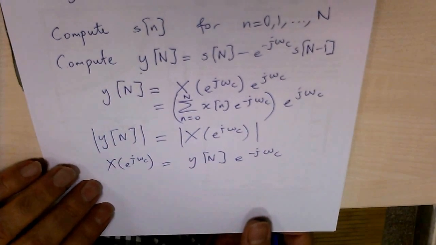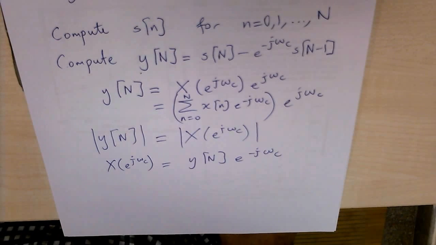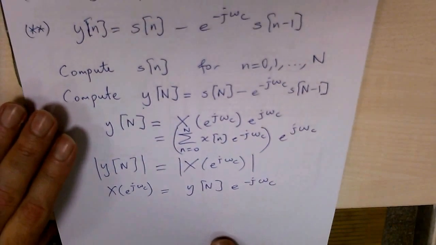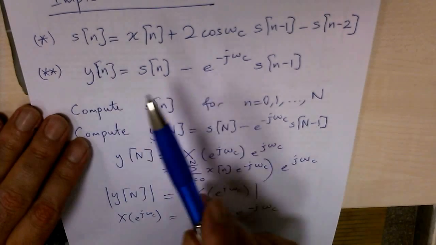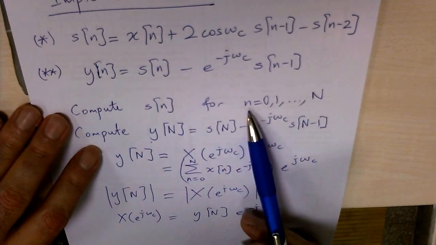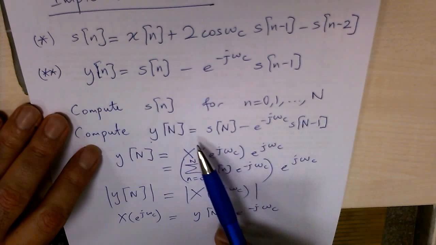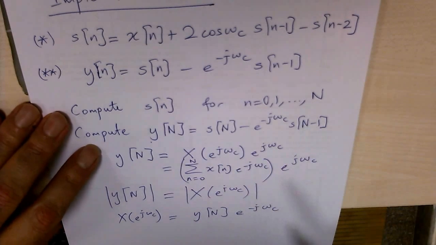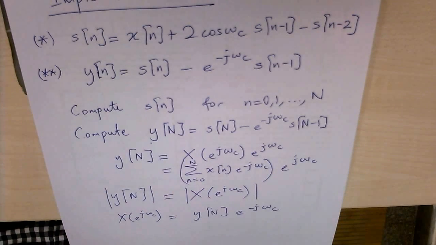Now, this is computationally more efficient than straightforward computation of X(e^{j omega_c}), because to compute a single S[n], we perform a single real multiplication. So we perform capital N real multiplications here, and in the last stage we have a complex multiplication and another complex multiplication here for X(e^{j omega_c}).